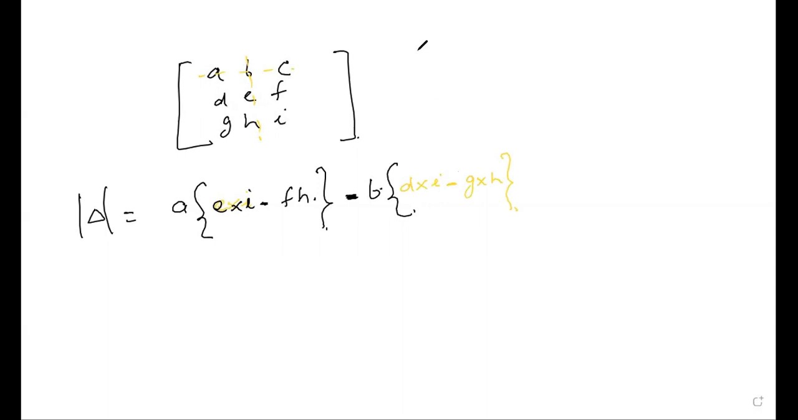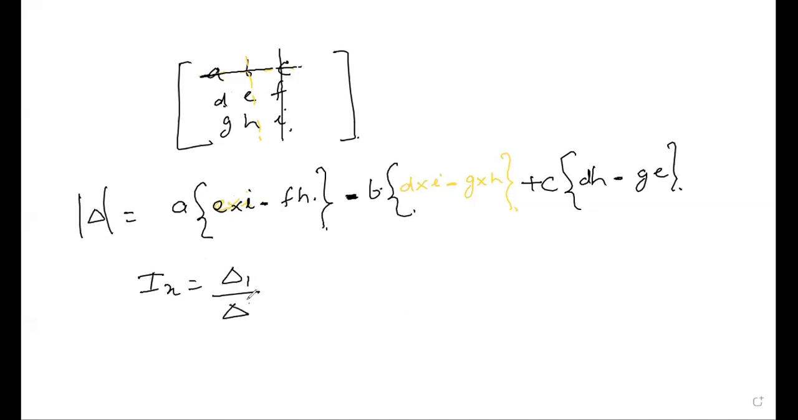Now similarly, if I go for the third part, it will be plus C. I'm looking at C, so I'll remove this. So it will be D into H minus G into E. So this will give me the value of that determinant. So when I'm writing Ix equals del 1 upon del, you have to calculate this value to get delta, and for del 1, del 2, and del 3 you also have the matrix.